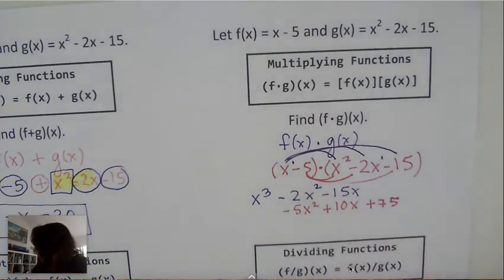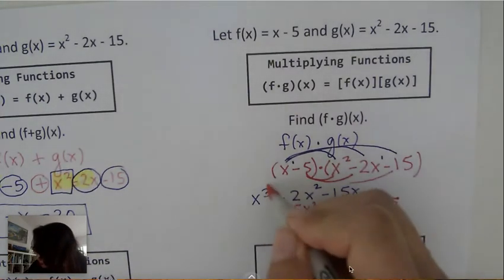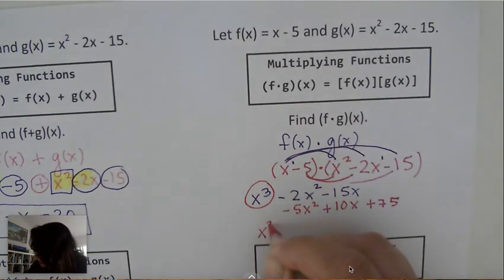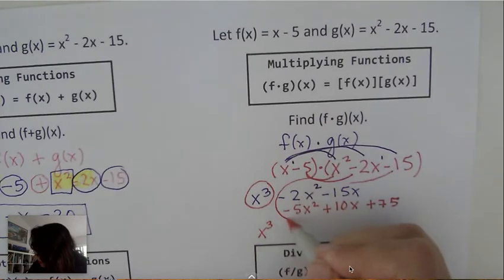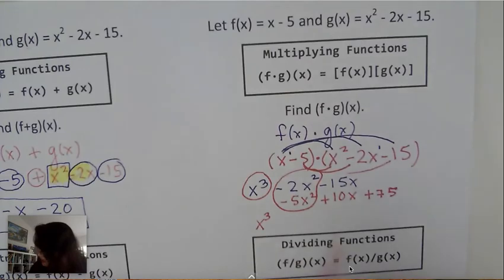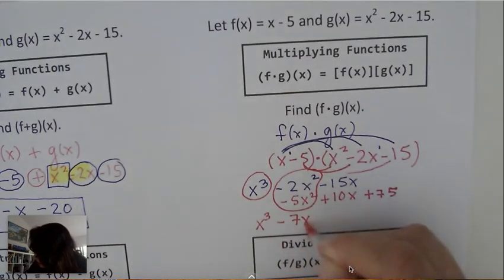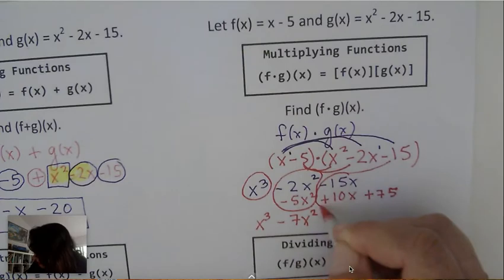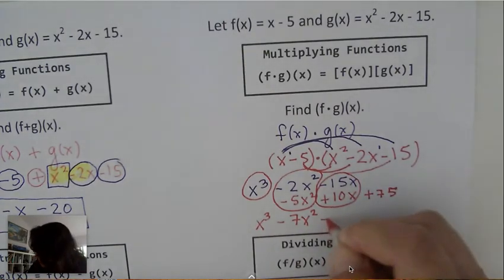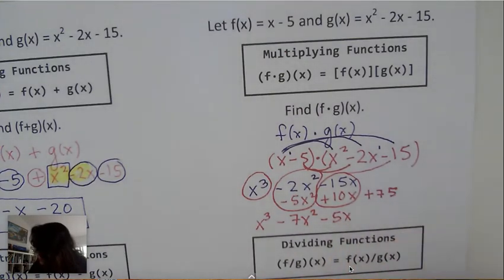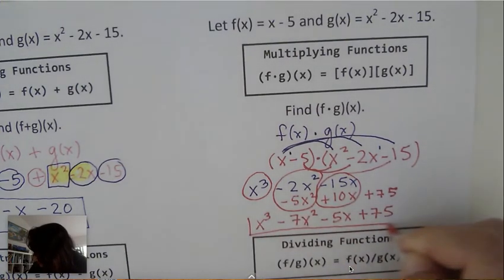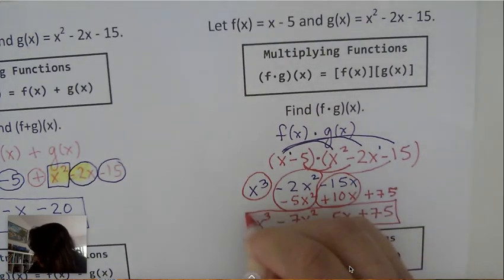Now we're going to combine like terms. So I have my x cubed. That is the only degree 3 term, so I will rewrite it as x cubed. Then I'm going to combine my degree 2 polynomials, so that is negative 7x squared. I'm going to combine these two terms, negative 15x and 10x is negative 5x. And then we are left with positive 75. So this would be how we multiply and then combine like terms.